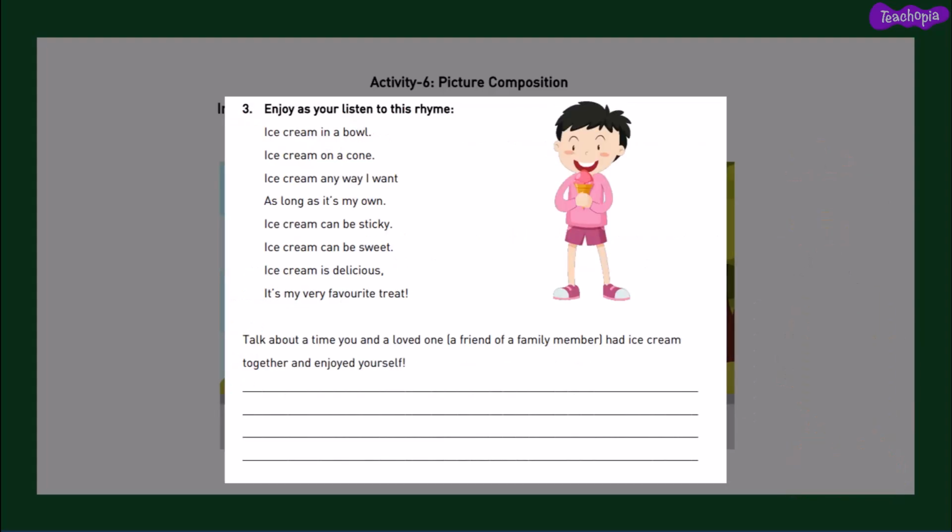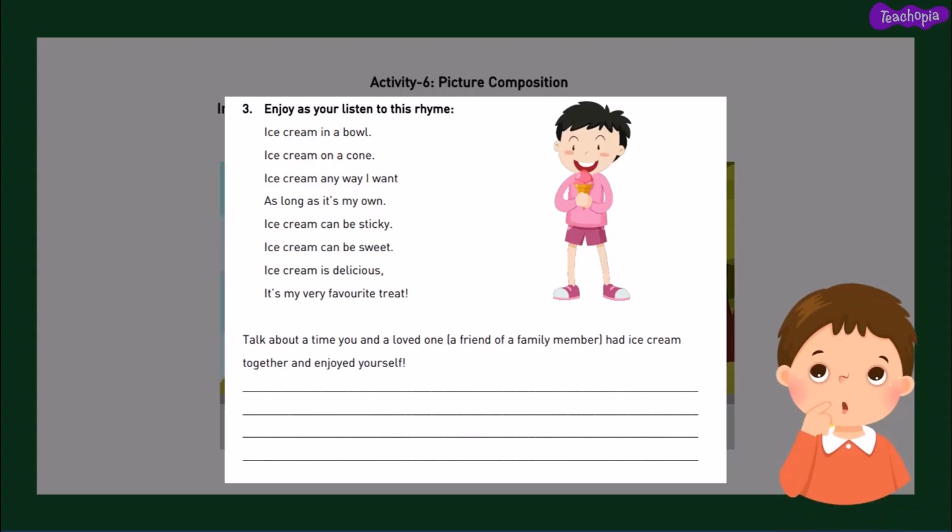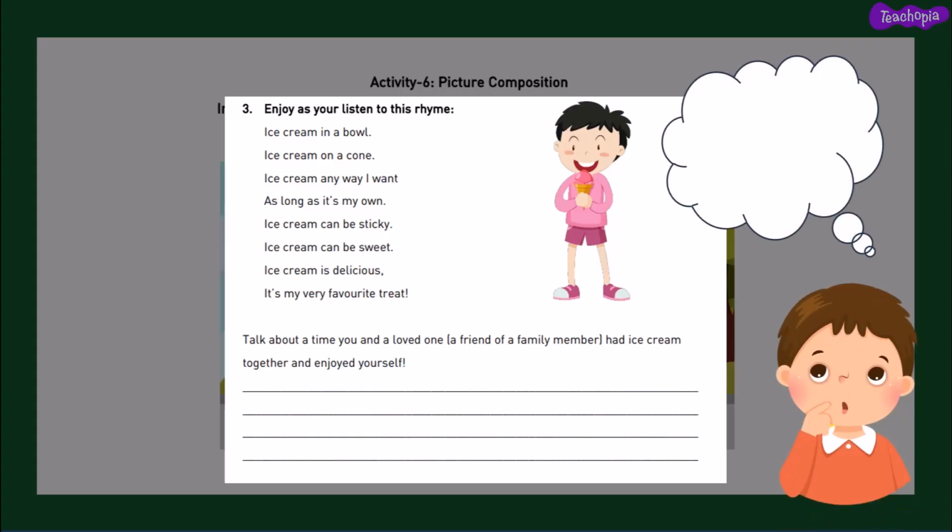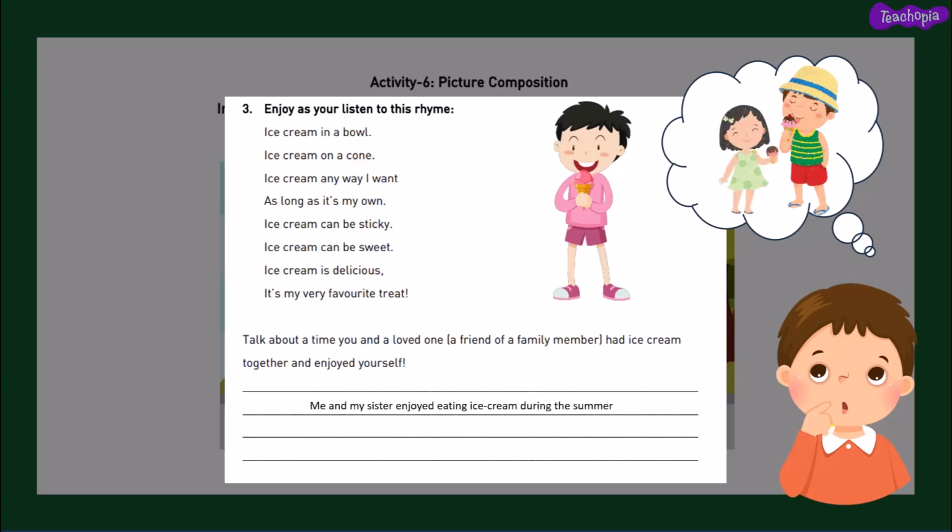Question number 3 in this picture composition questionnaire is a cute little poem about ice cream. Here, let's ask learners to reflect on their everyday life. Let's ask them to think of a time where they and a loved one shared ice cream together. Ask them to write about it and share it with the class.